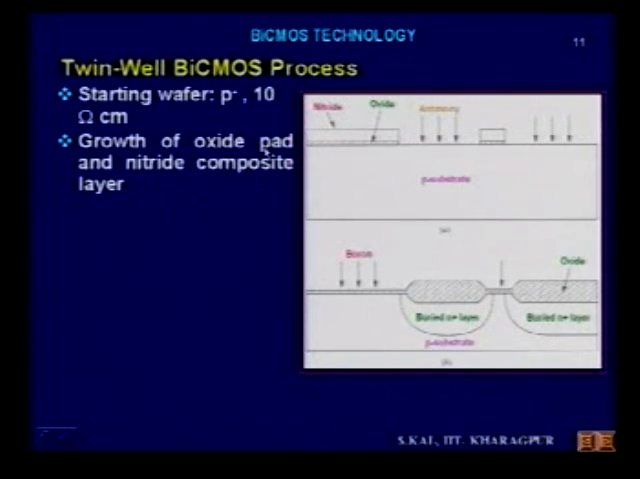Next is growth of oxide pad. This is the oxide pad. You look here, and nitride layer. So oxide nitride, composite layer. You grow everywhere on the substrate. Next, what will you do?